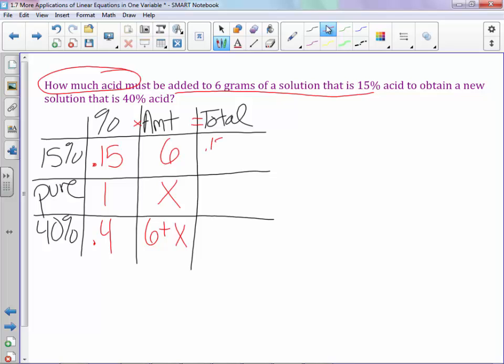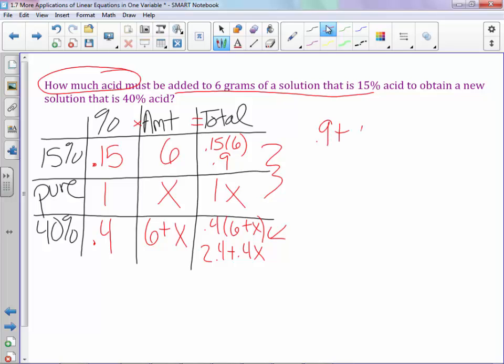So 0.15 times 6, which is actually 0.9 if you wanted to do the multiplication now. We'll have 1x and then 0.4 times (6 plus x). If you want to go ahead and distribute this, you get 2.4 plus 0.4x. And now, once again, the two things you're mixing equals your total. So 0.9 plus x equals 2.4 plus 0.4x.